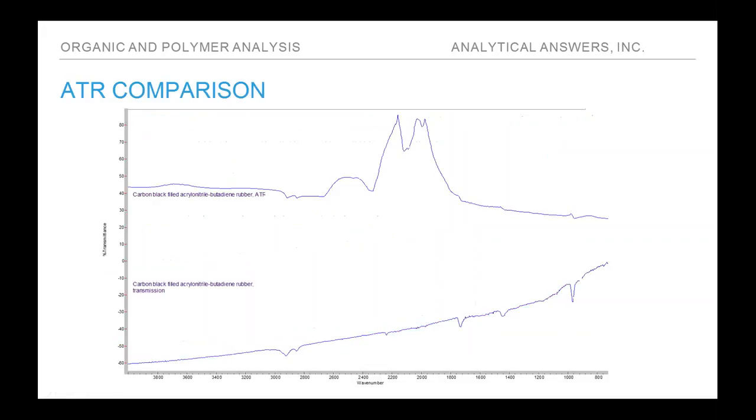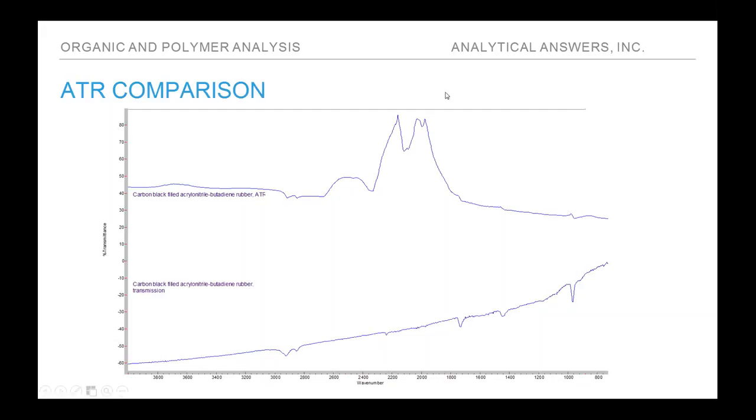But let's take a look now at the spectrum of the same carbon black filled acrylonitrile butadiene rubber. And again, down here on the bottom is the spectrum collected in transmission mode. Top here is the exact same sample collected using an ATR sampling accessory. At first glance, these are both plotted in percent transmittance. I did not accidentally flip one over the other way. If you had not known that this was the carbon black filled acrylonitrile butadiene rubber, you probably would not have realized it.